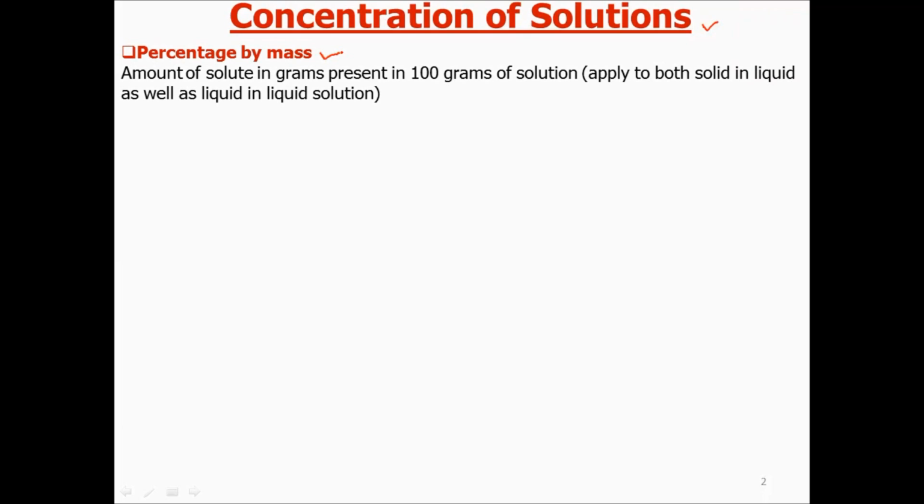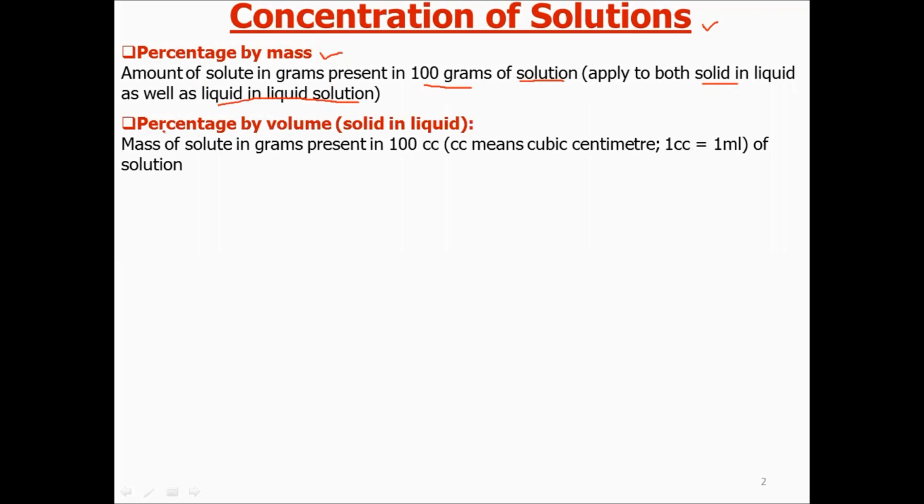And here I want to say to all of you that please make sure that these definitions are very important, even more important than the various formulas, because the formulas are derived from these definitions. So today I will try to solve all the numericals based on the definitions of various methods to express the concentration. So let us quickly revise this definition. Percentage by mass means the amount of solute in grams dissolved per 100 grams of solution, and this definition applies to both solid in liquid as well as liquid in liquid solutions.